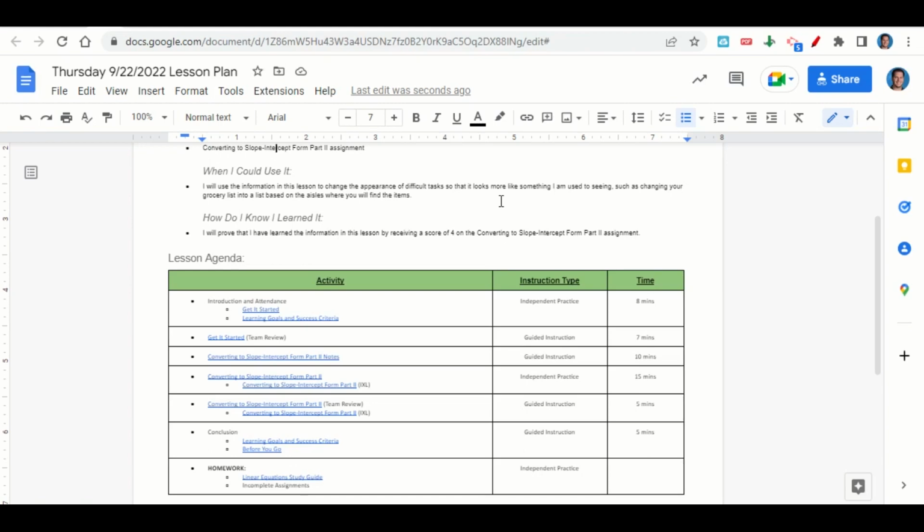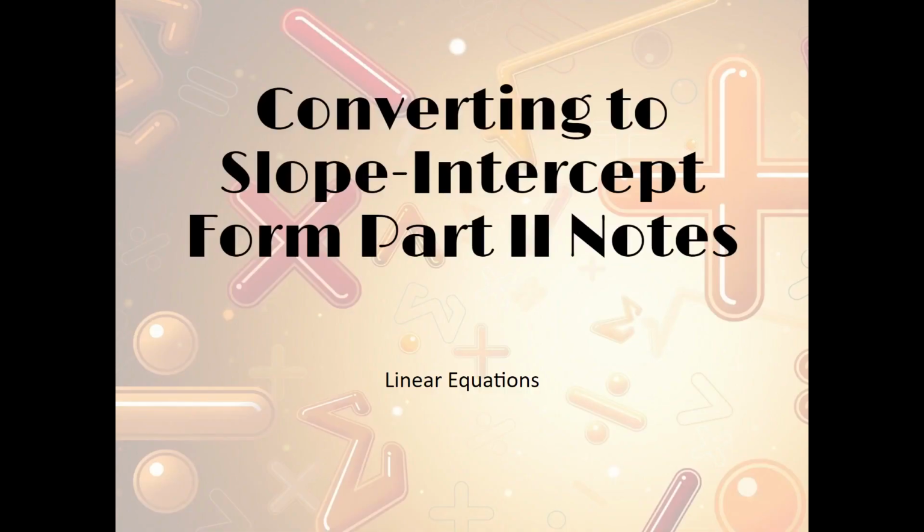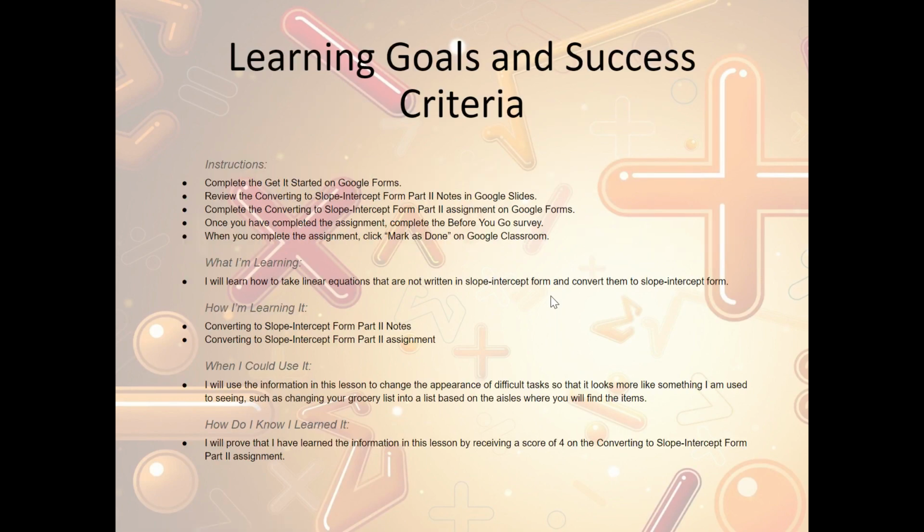At the end of class, we'll go back over our learning goals and success criteria while you fill out your Before You Go. Your only homework for tonight is to complete the linear equation study guide and any incomplete assignments that you may have. Let's take a look now at the Converting to Slope-Intercept Form Part 2 notes. The notes begin with the learning goals and success criteria.